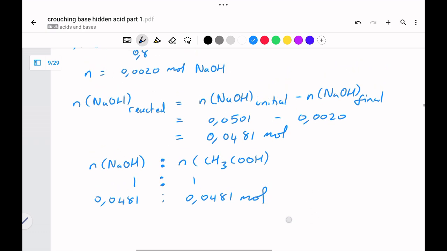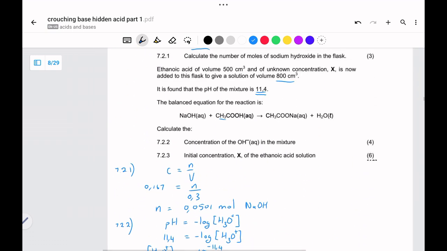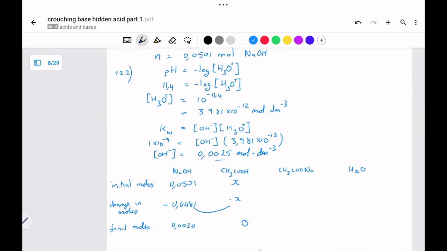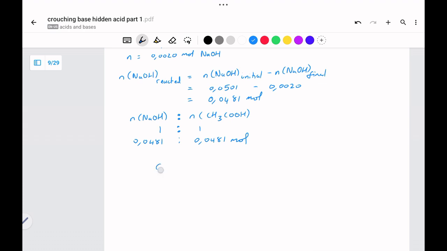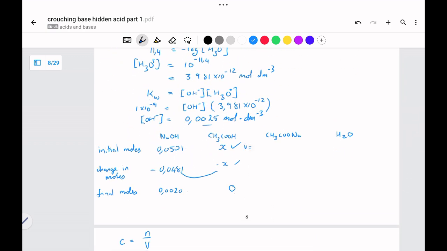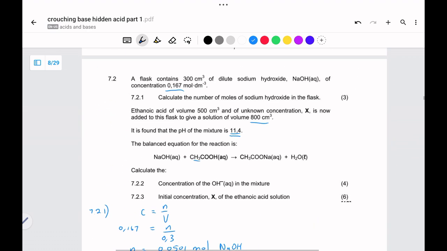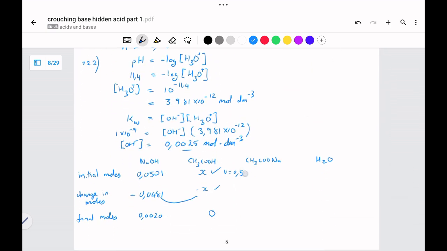Now, what were they asking for? A concentration. So after we found this number, which is this number, we're going to get the concentration. So actually, let me just come here and write that the volume for the acid is 0.5 cubic decimeters.